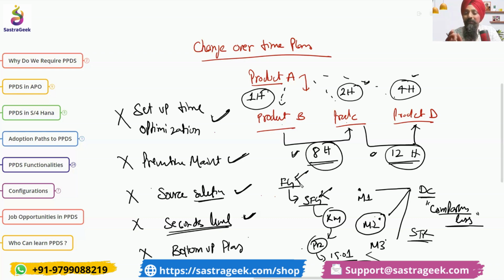What will MRP do? It just gives you the exception message. It says, these are the exception messages, you check yourself and resolve yourself. It does not have a solution. PPDS has a solution. So there are so many scenarios.